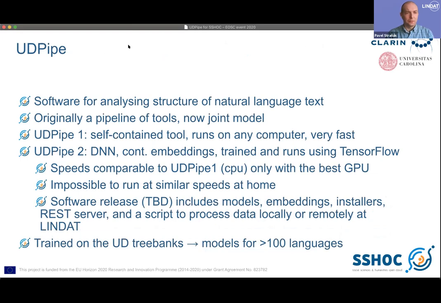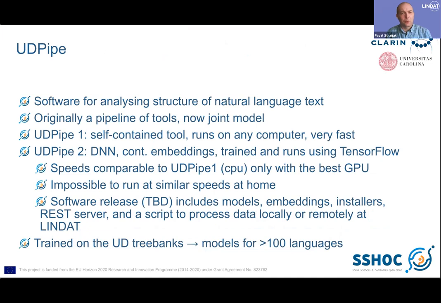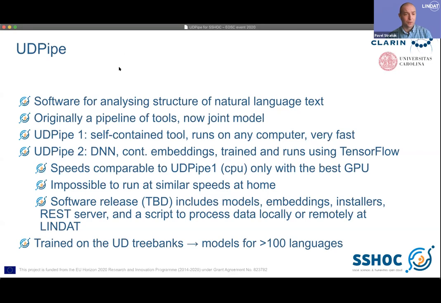So UDPipe itself, it has the pipe in the name. It's a software for analyzing structures of natural language text. Originally it was a pipeline. That's why it has the pipe in the name, but it's not a pipeline anymore. Now it does the various tasks, tagging, morphological analysis, and parsing of natural language as a joint task. So it's trained all together at once.